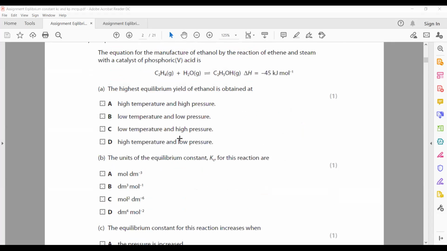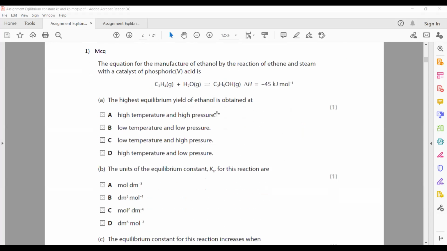Now, what are the units for Kc? To write the unit for Kc, first you have to write an expression for Kc for this reaction, which is product divided by reactant. So the product is C2H5OH, divided by the reactants, C2H4 in a square bracket, and H2O, water.